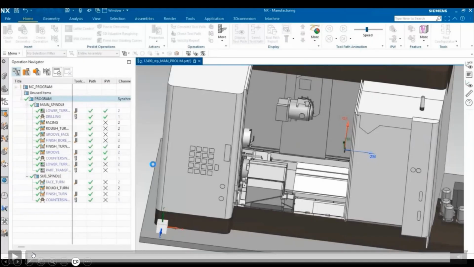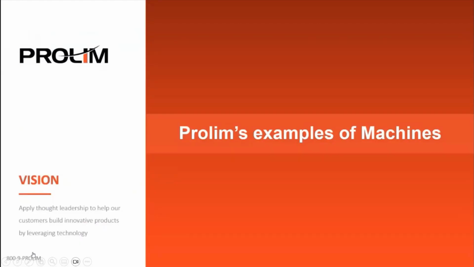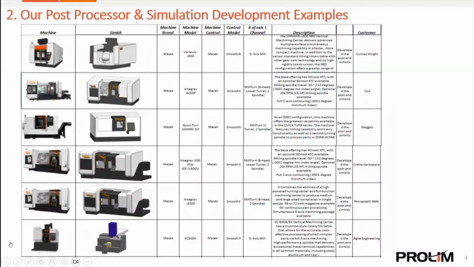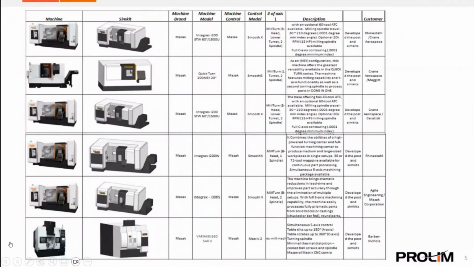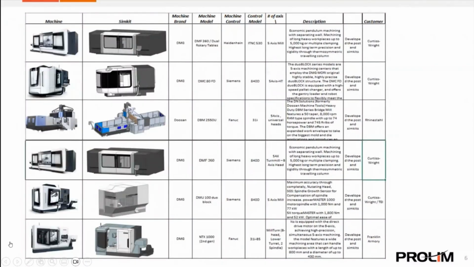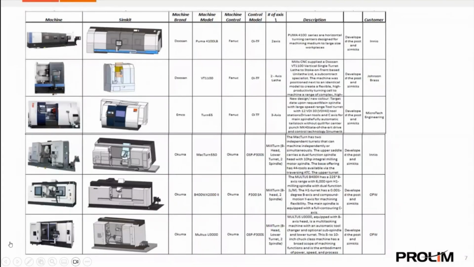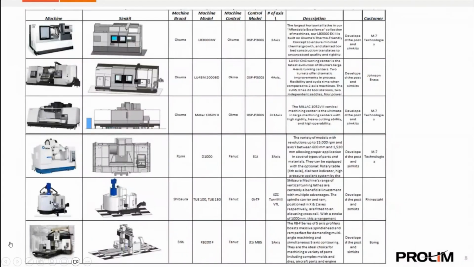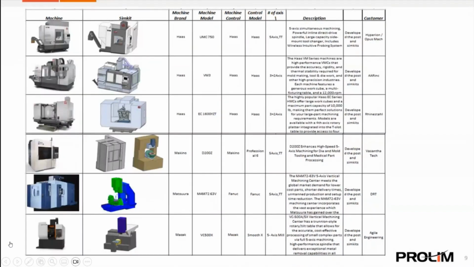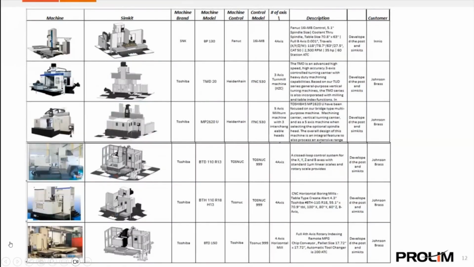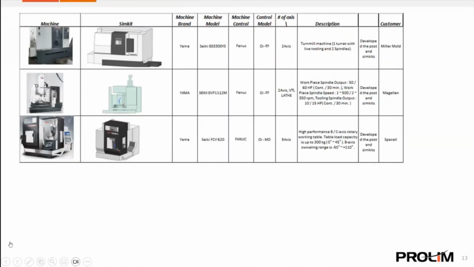So I just wanted to go over a small list of some of our examples that we have developed. Feel free to come back to this list and pause it and review these, but I'm just going to scroll through some of these. But we have done quite an array of machines, machine models, control types, machine types, a lot of different capabilities that we've made throughout Prolim.